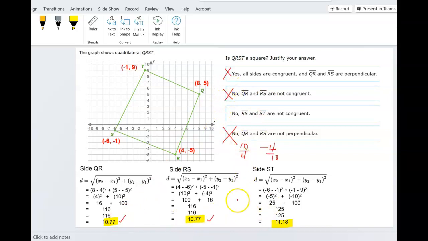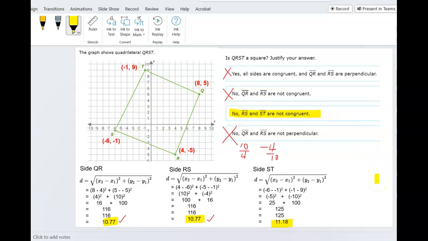The third option says RS and ST are not congruent. That one's true, right? RS is 10.7, ST is 11.1. They're different, so not congruent, and that's going to be our answer.